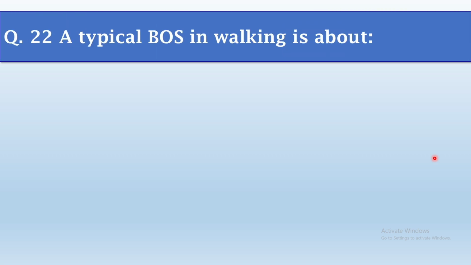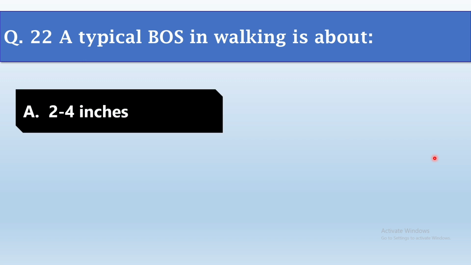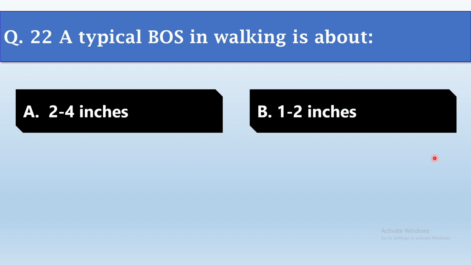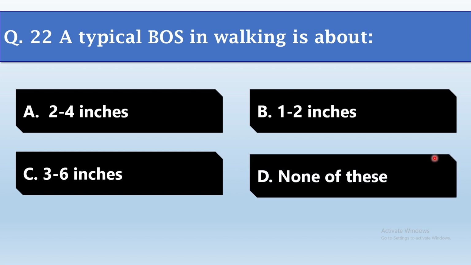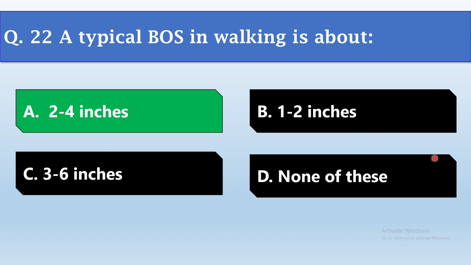Question number 22. A typical base of support in walking is about option A 2 to 4 inch, option B 1 to 2 inch, option C 3 to 6 inches, and option D none of these. The answer is 2 to 4 inches. The base of support decreases during running.